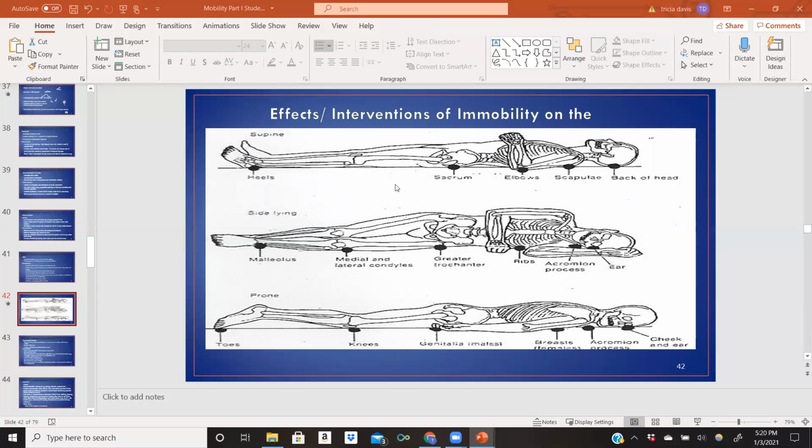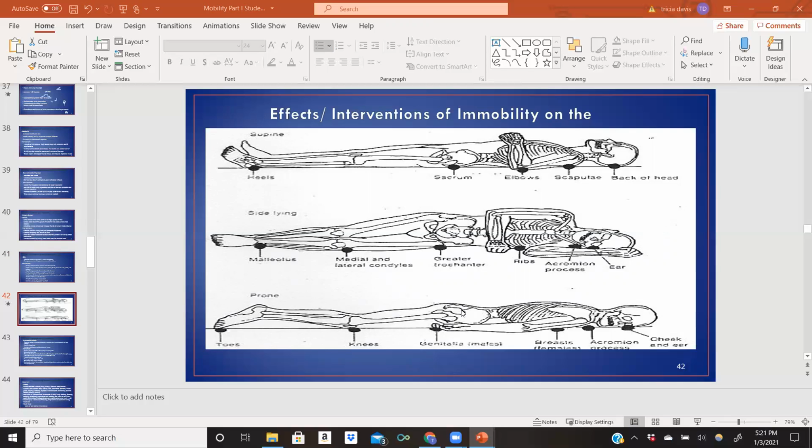So this here just shows the areas, depending on the patient's position, that would be bony prominences, major areas where a skin breakdown could occur. So you have the back of the head, you have their scapula, their elbows, their sacrum, their heels. These are the areas that have constant contact with the bed. And if they're not moving from that position, that's where that skin breakdown is going to occur.